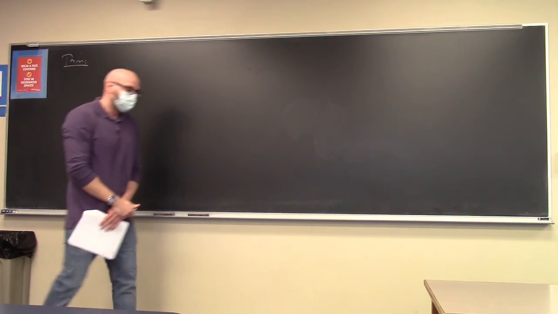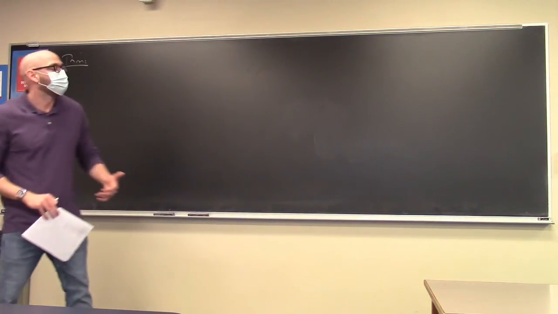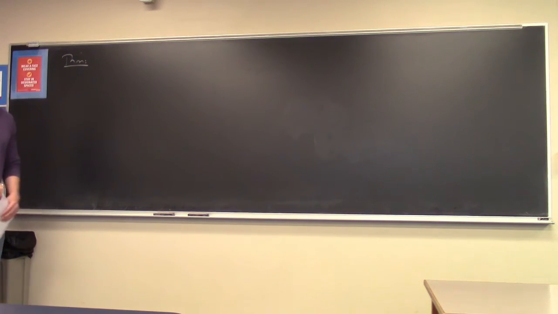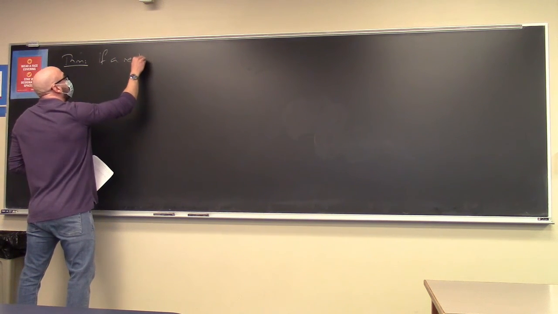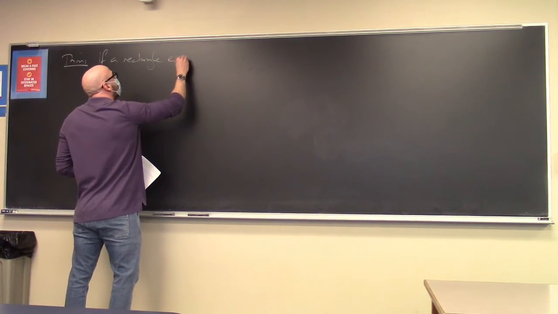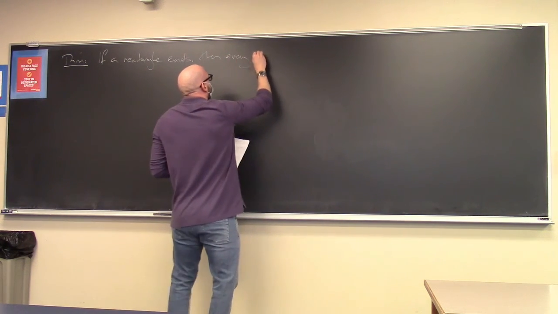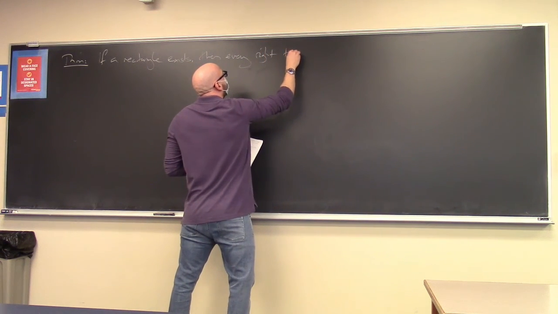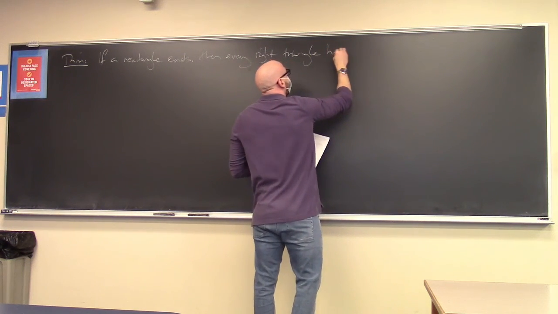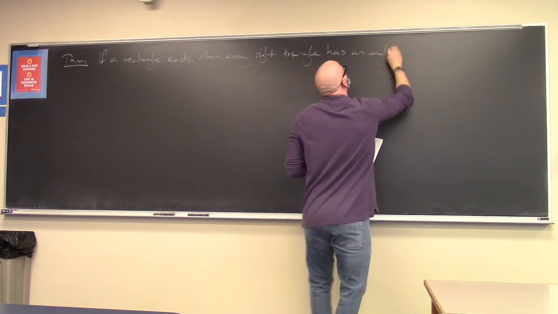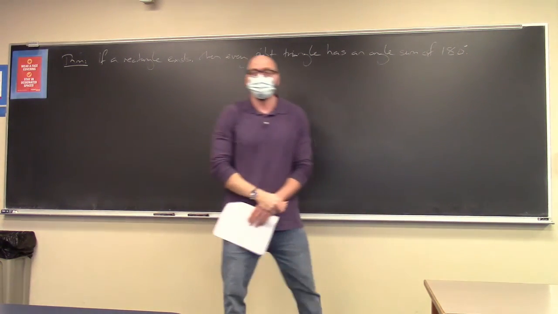Those results about rectangles actually lead into very easy proofs of results about triangles, which is what we really care about. Triangles are the most important objects in geometry. And here's our first theorem. If a rectangle exists, then every right triangle has an angle sum of 180 degrees.